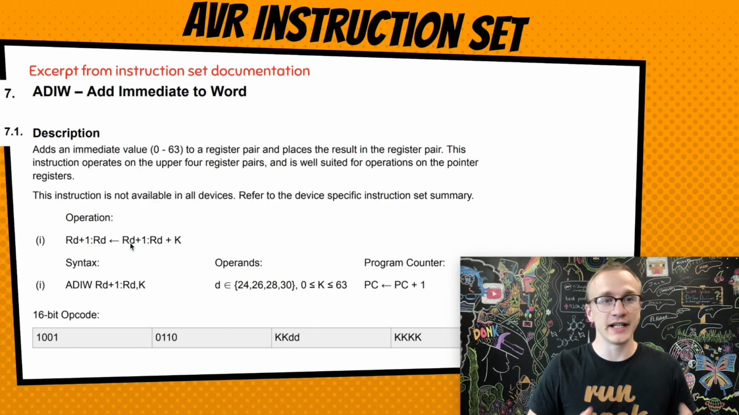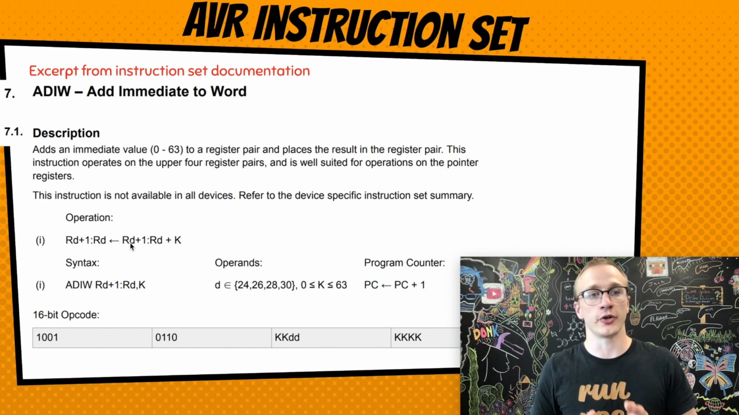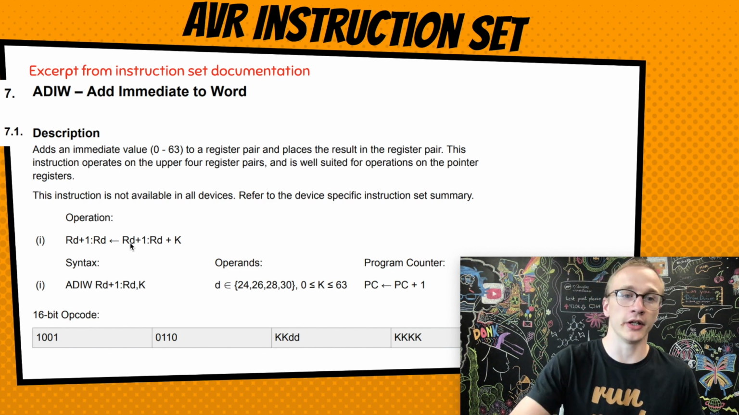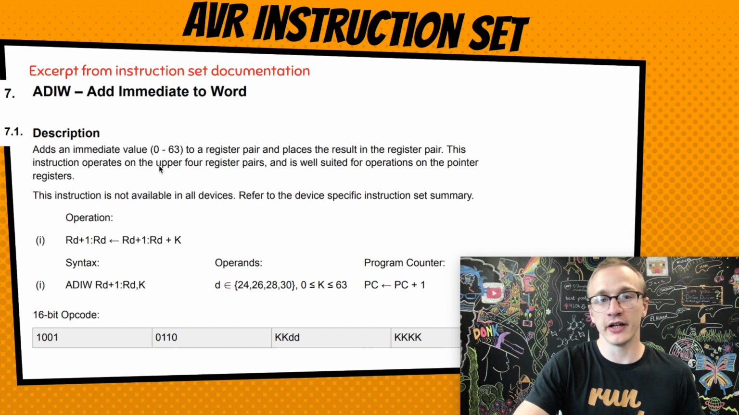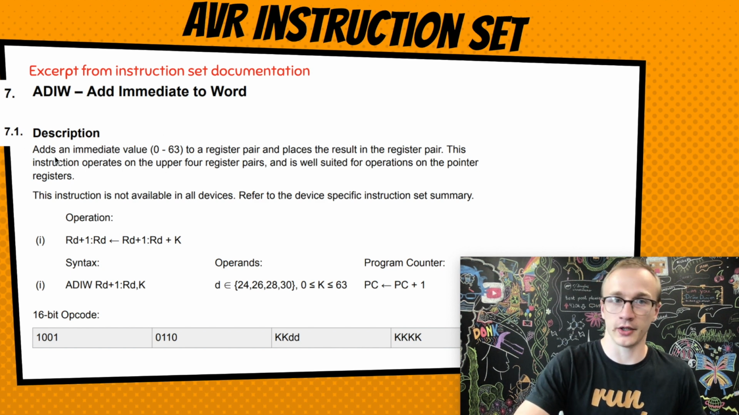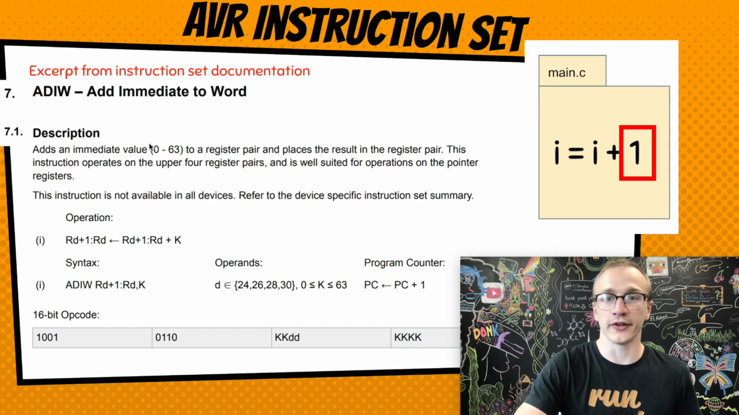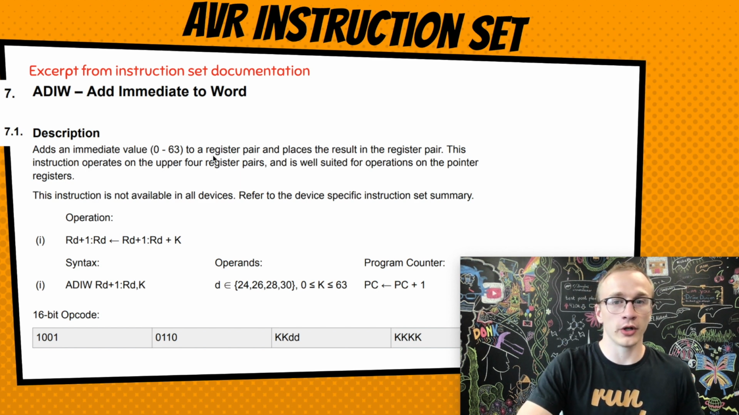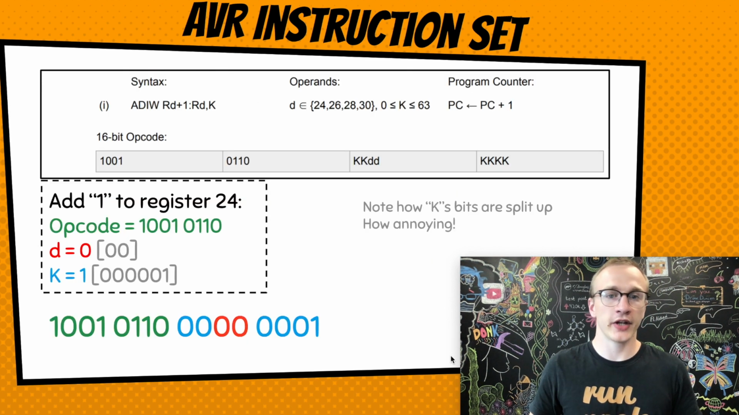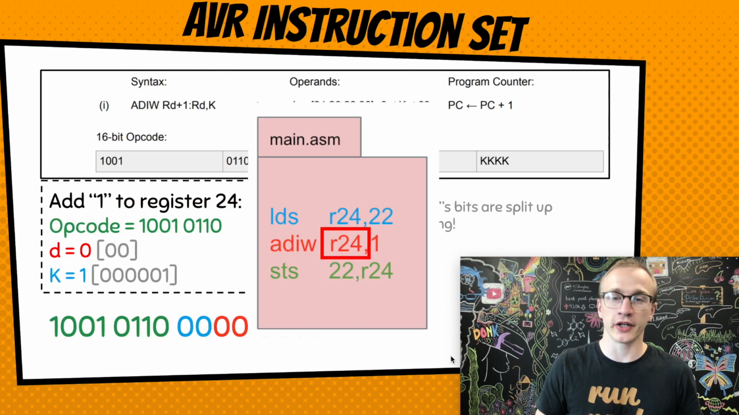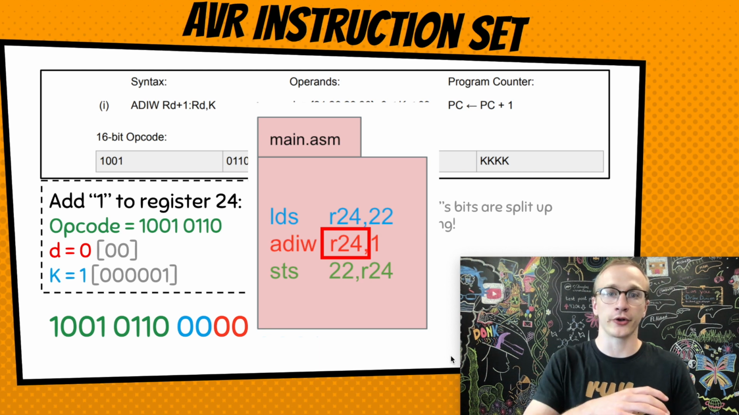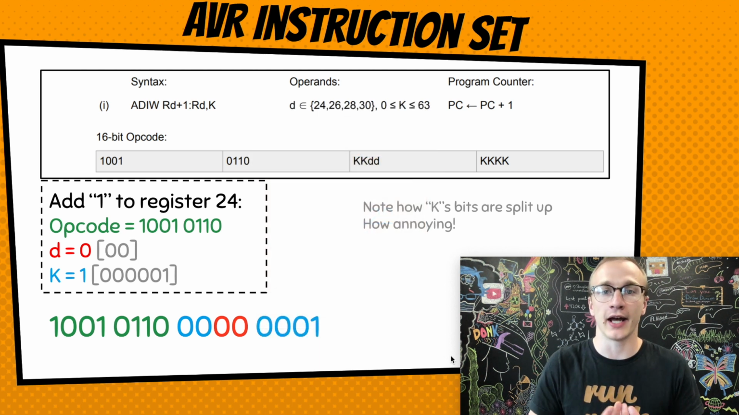Now we can look at the details on how this ADIW instruction works, and there are some limitations to it. Firstly, we can add any immediate value between 0 and 63, so we couldn't add any large numbers, but if we're just trying to increase a value by 1, we could use this. We also can only operate this on 4 register pairs, so that is registers 24, 26, 28, and 30. For this case, let's assume that we chose register 24, and that's where our value I was currently loaded. Reminder, this is just to add 1 to that.